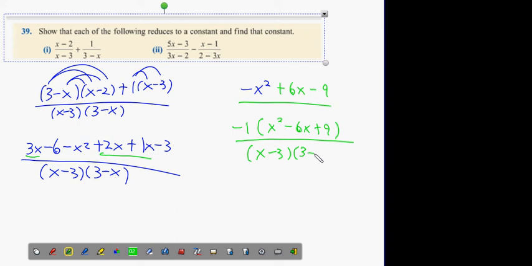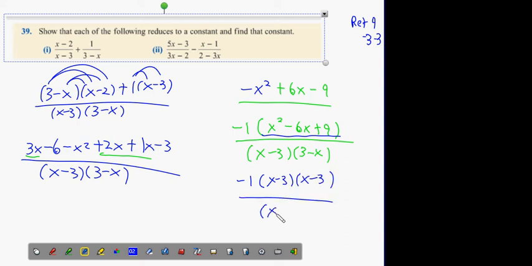Now, when I factorise this part here, what does that factorise into? The reference number is 9. It's going to be minus 3 and minus 3. Everybody agreed? So we're going to get minus 1 multiplied by x minus 3, x minus 3, all over x minus 3 and 3 minus x. Now guys, what happens to the x minus 3's?